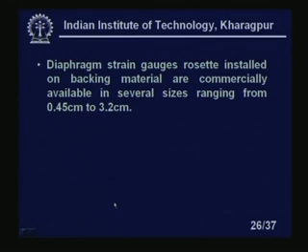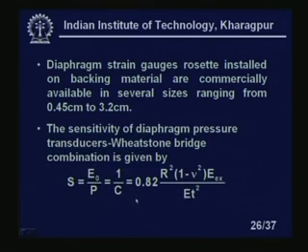Diaphragm strain gauge rosettes installed on backing materials are commercially available in several sizes ranging from 0.45 centimeter to 3.2 centimeter, and the sensitivity of the diaphragm pressure transducer Wheatstone bridge combination will be given by S equals E naught by P, which equals 1 by C, equals 0.82 R square (1 minus nu square) Ex upon E t square. You know that you can measure this deflection by the LVDT also, but we are not discussing that. We are discussing the strain gauges. So, this is the sensitivity.